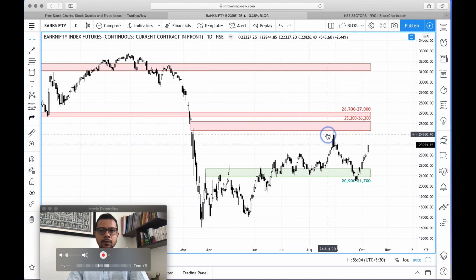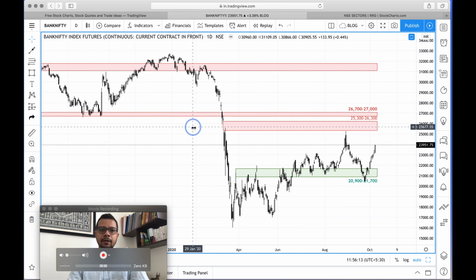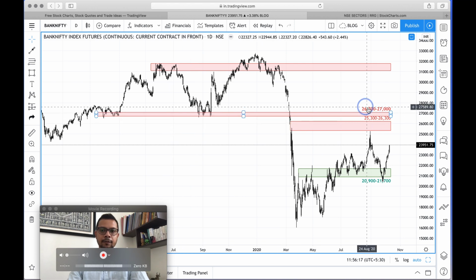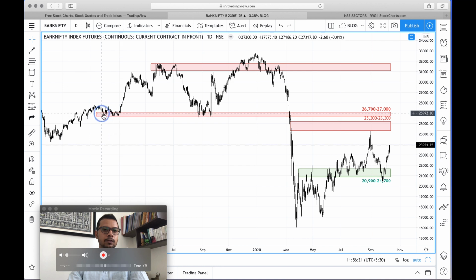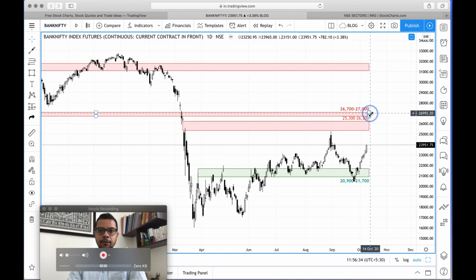The first one was the previous high, which corroborates with a gap down. So around 25,300, 26,300, so a big 1,000-point gap. And right above that is 26,700, 27,000. This level, the 26,700, 27,000 one, is far more important because we see typical lows that the index had created back in the past around August 2019, September 2019. And so 26,700, 27,000 is a very, very important level.